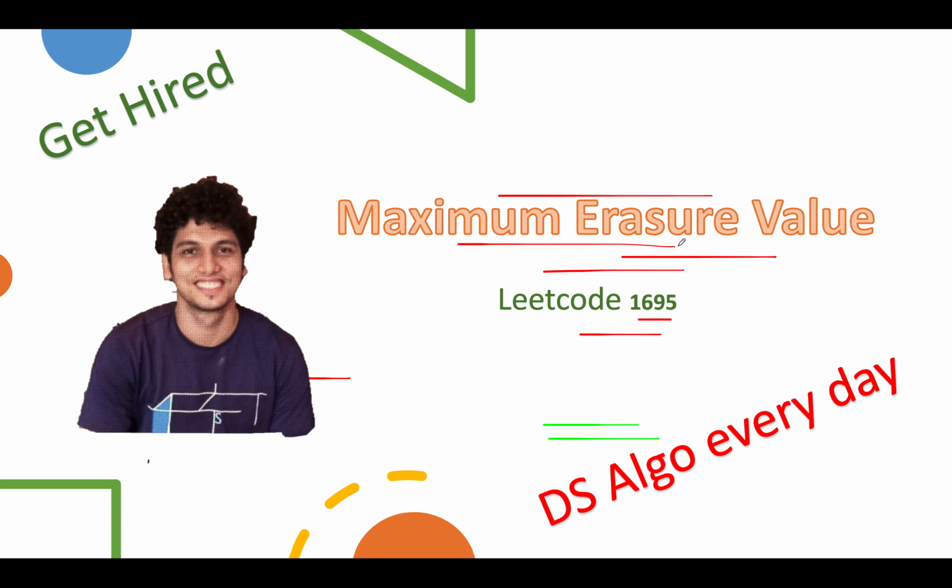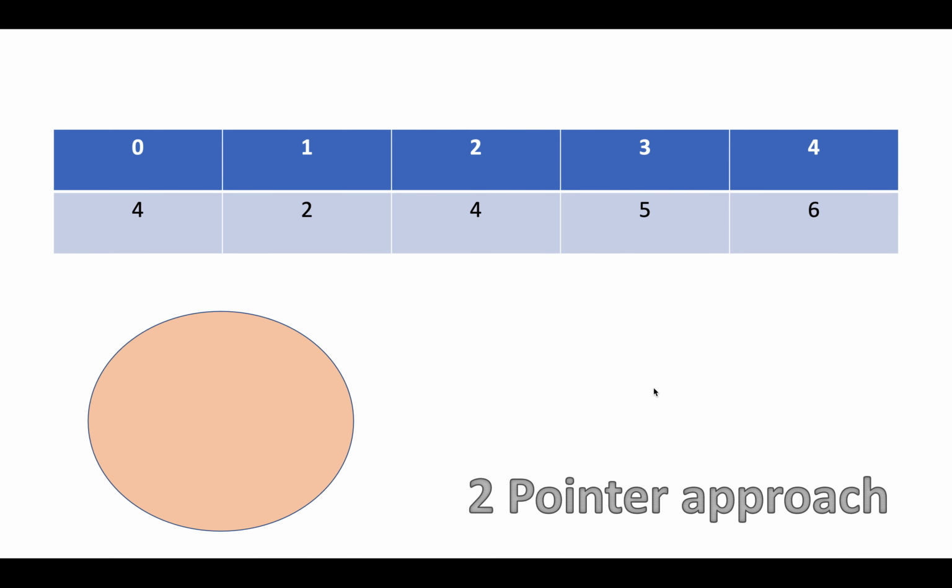Maximum Erasure Value, LeetCode 1695. We'll be using the two-pointer approach to solve this question, and frankly it's not a very hard question if you know the two-pointer concept. So let's get started. Since we need to identify whenever duplication is happening in our array, we will require a set that will contain all the unique elements that we have visited so far. So this will be a set of type integers.